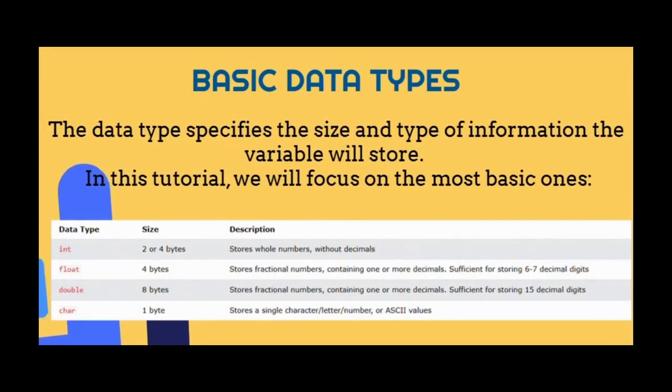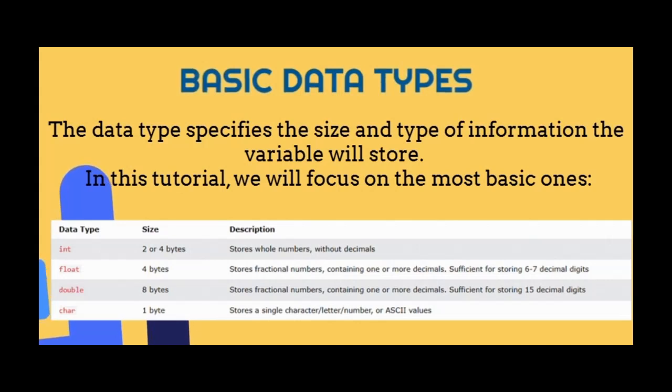Now let's show the basic data types. The data type specifies the size and type of information the variable will store. In this tutorial, we will focus on the most basic ones, like the integer, the float, character and double. First, the int, or integer, stores whole numbers, without decimals, and it has a size of 2 or 4 bytes. Second, the float stores fractional numbers, containing 1 or more decimals, sufficient for storing 6 to 7 decimal digits. Its size is 4 bytes.